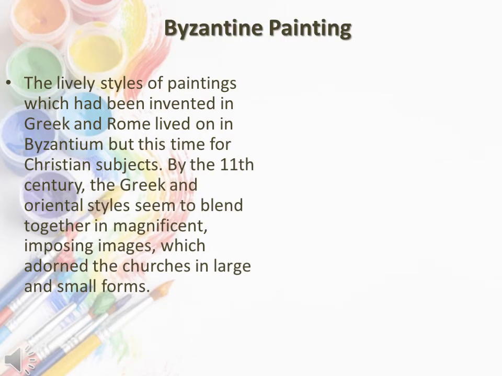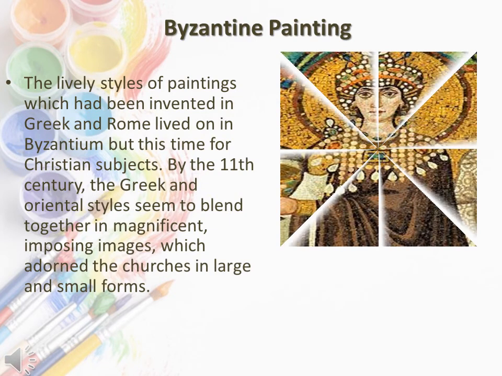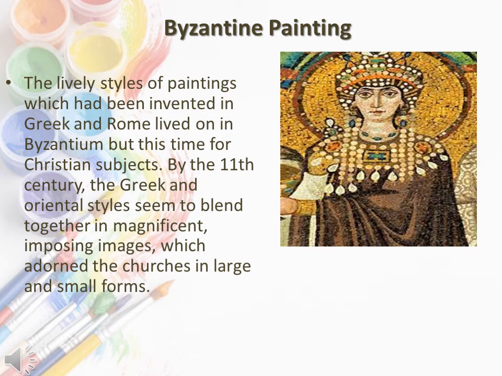Byzantine painting. The lively styles of painting, which had been invented in Greece and Rome, lived on in Byzantium, but this time for Christian subjects. By the 11th century, the Greek and Oriental styles seemed to blend together in magnificent, imposing images which adorned the churches in large and small forms.